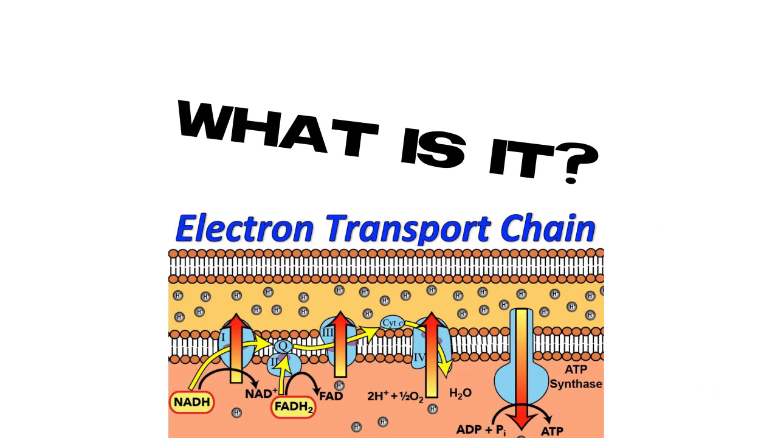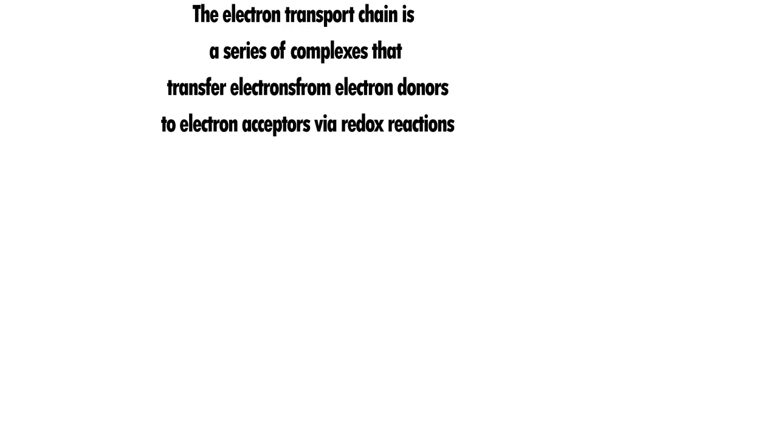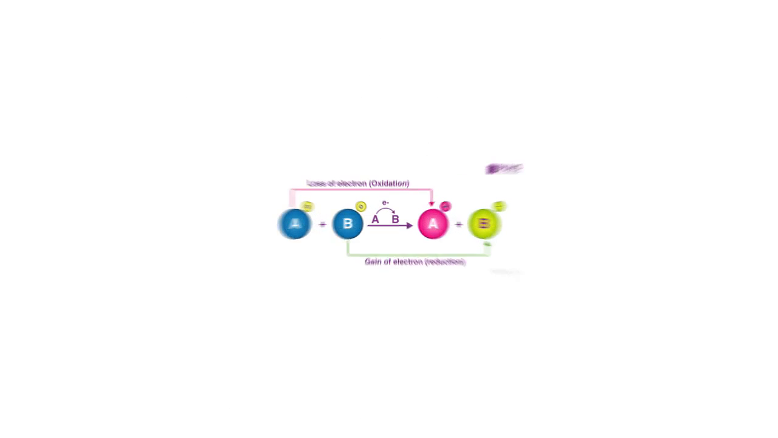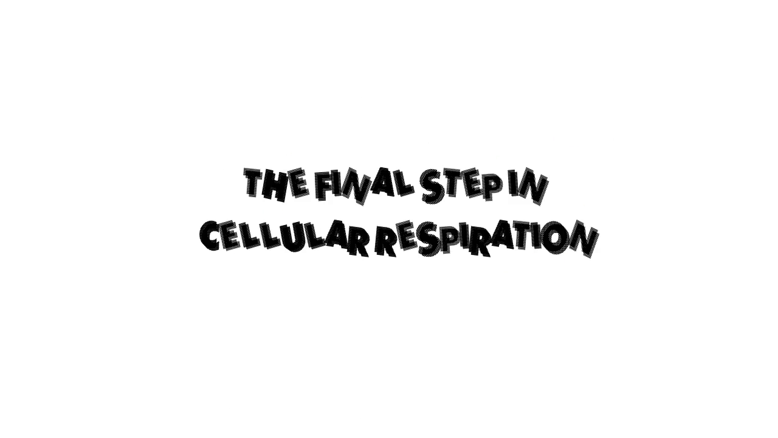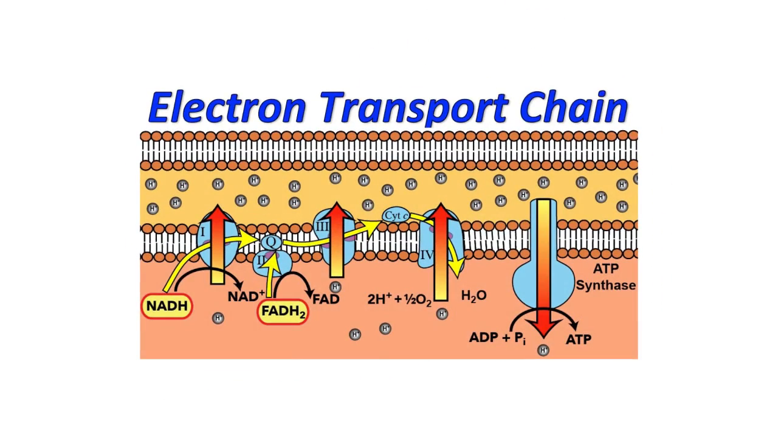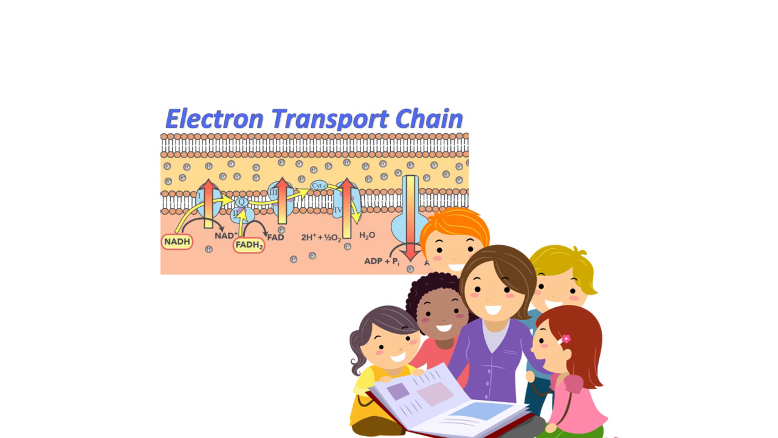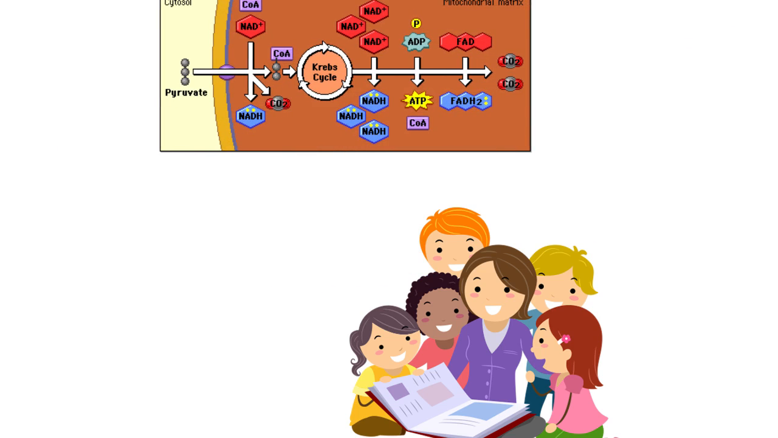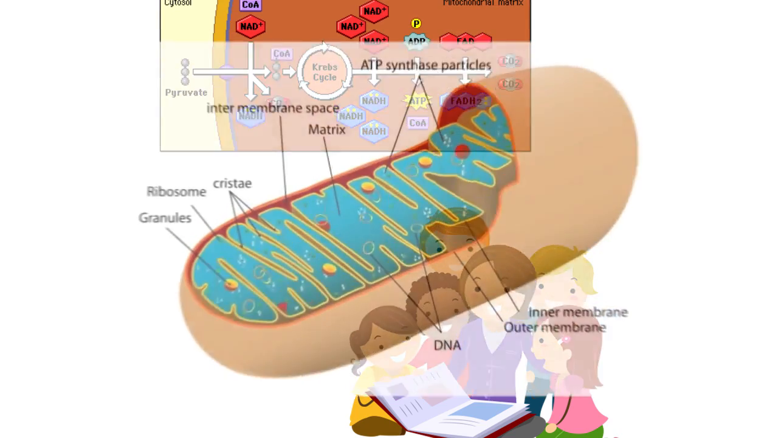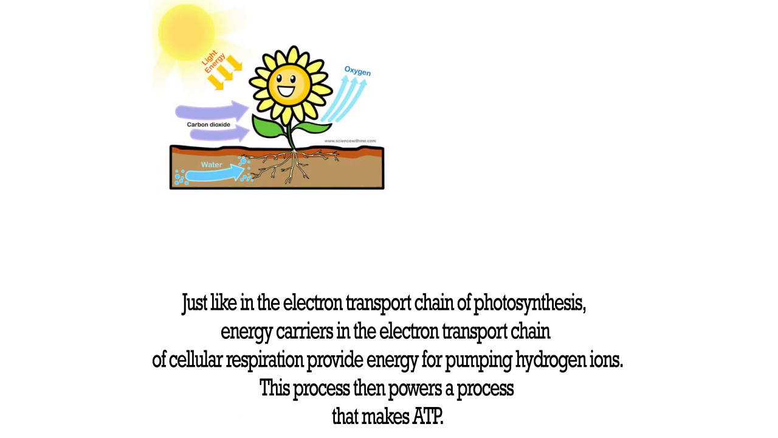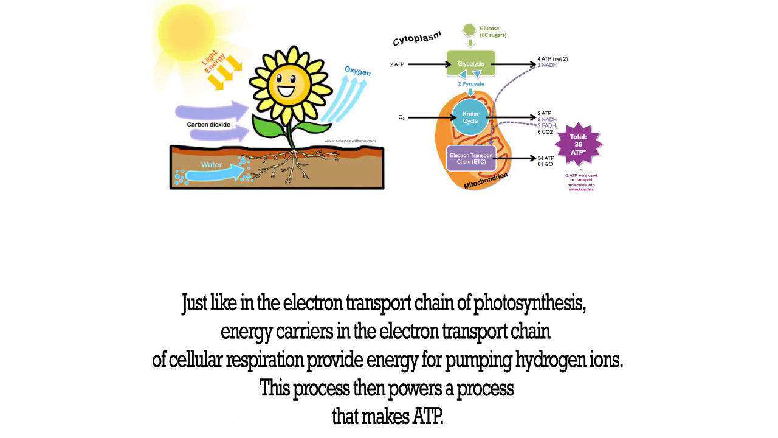The electron transport chain. What is the electron transport chain? The electron transport chain is a series of complexes that transfer electrons from electron donors to electron acceptors. For example, redox reactions. The final step in cellular respiration is the electron transport chain. The energy-carrying molecules produced in the Krebs cycle are used in the electron transport chain. Like the Krebs cycle, this step occurs in the powerhouse of the cell, the mighty mitochondria. Just like in the electron transport chain of photosynthesis, energy carriers in the electron transport chain of cellular respiration provide energy from pumping hydrogen ions. This process then powers a process that makes ATP.